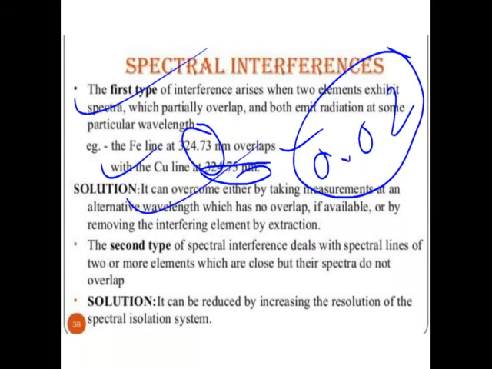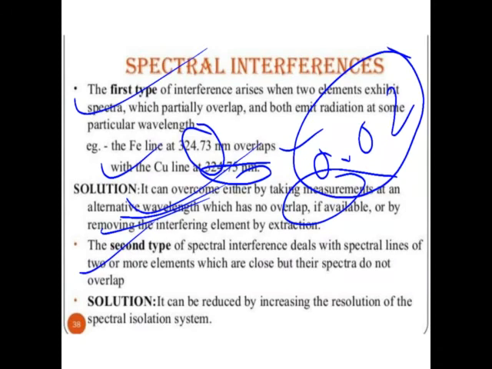This problem can be overcome either by taking the measurement at an alternative wavelength which has no overlap, if available, or by removing the interfering element by extraction. What does this mean? Take the result of only one element, either ferrous or copper. If ferrous, then don't take copper; if copper, then don't take ferrous. Or, if the given mixture consists of ferrous as well as copper, then measure the results with alternative wavelengths such that they will not overlap. So this is the solution for this one.